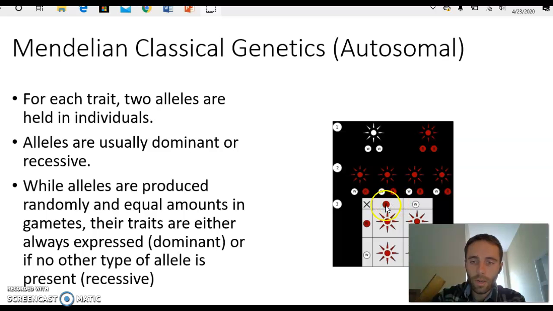So when you have two of the red alleles crossed together, you're going to have what we would call a homozygous individual because it has two of the same alleles. So in this case, this fella has both the red dominant alleles. These two here, so the top right and the bottom left, these ones have received a red allele and a white allele. Now, since red is dominant, they're both going to express the dominant trait. They are considered heterozygous.